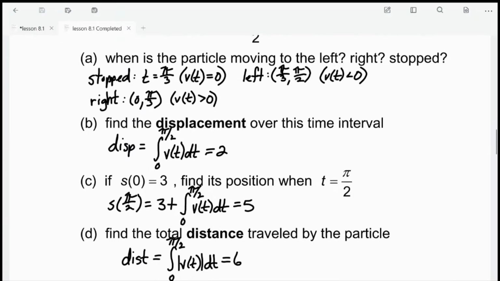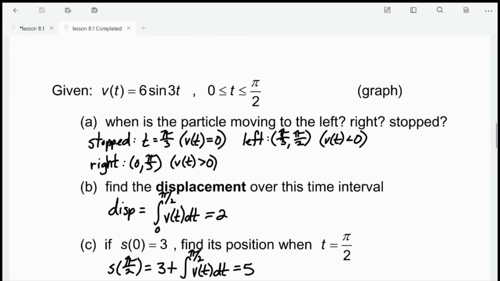Okay, so here's what you come up with for that one. You can see that really everything I did here was on the calculator. So I just graphed my function on the calculator, 6 sine 3t, and set it equal to 0. Essentially I'm looking on the graph, where does it cross over 0? So I had pi over 3. That's actually where my velocity is 0, so that means I'm stopped. And then the velocity was positive from 0 to pi over 3. That means I'm moving to the right. The velocity was negative from pi over 3 to pi over 2. That means I'm moving to the left.